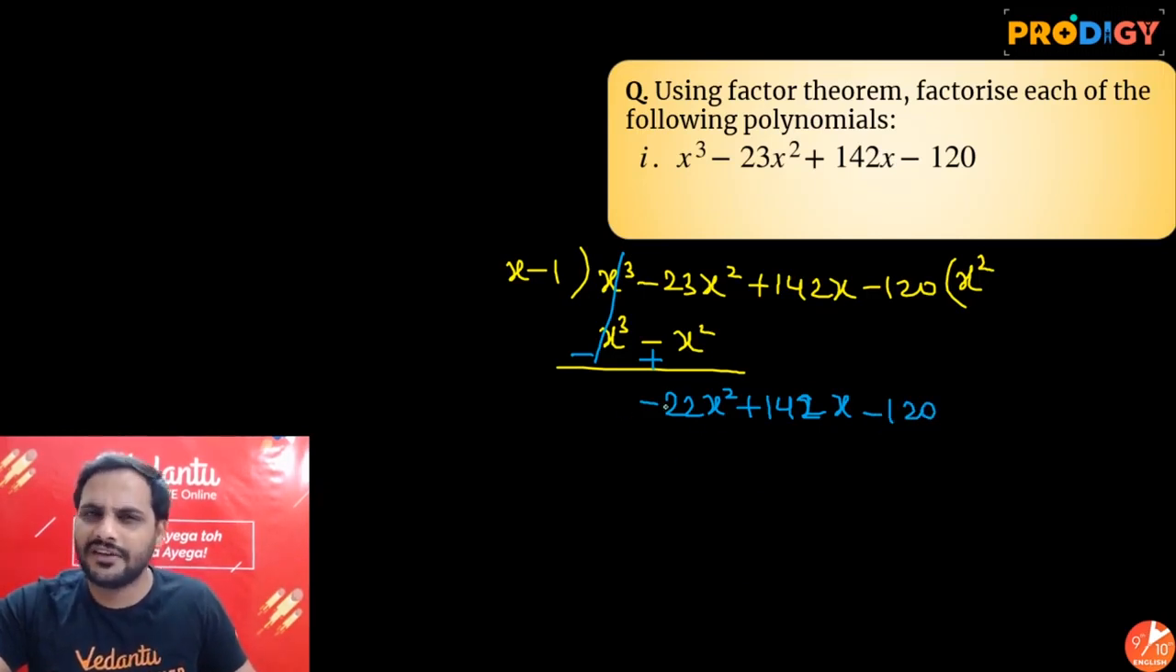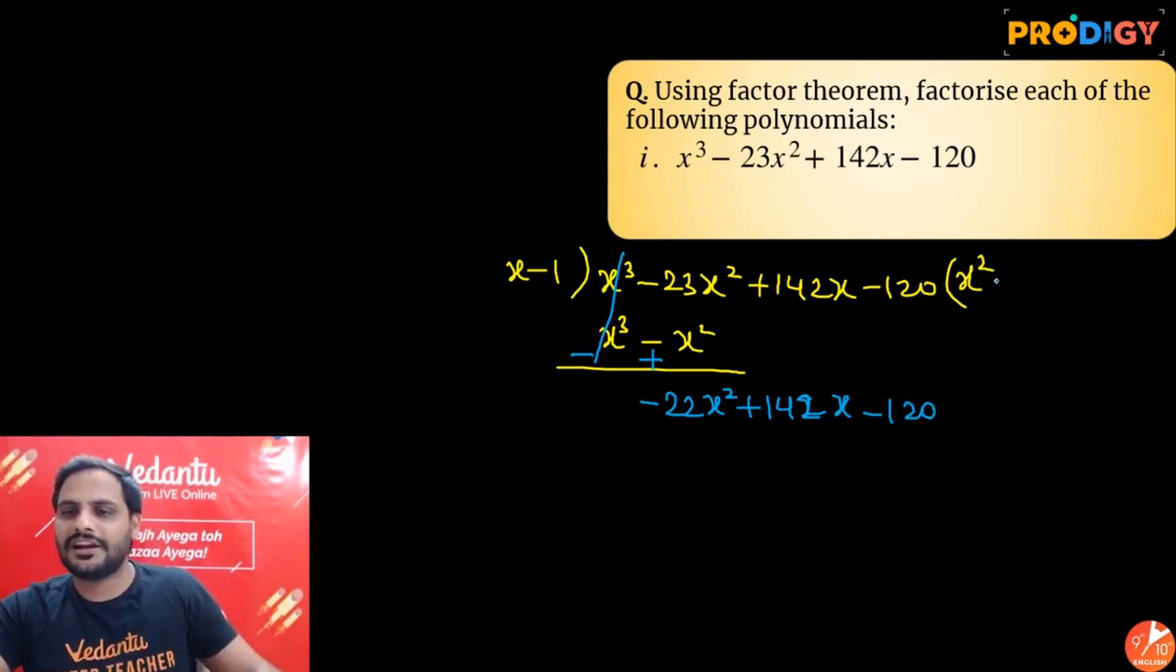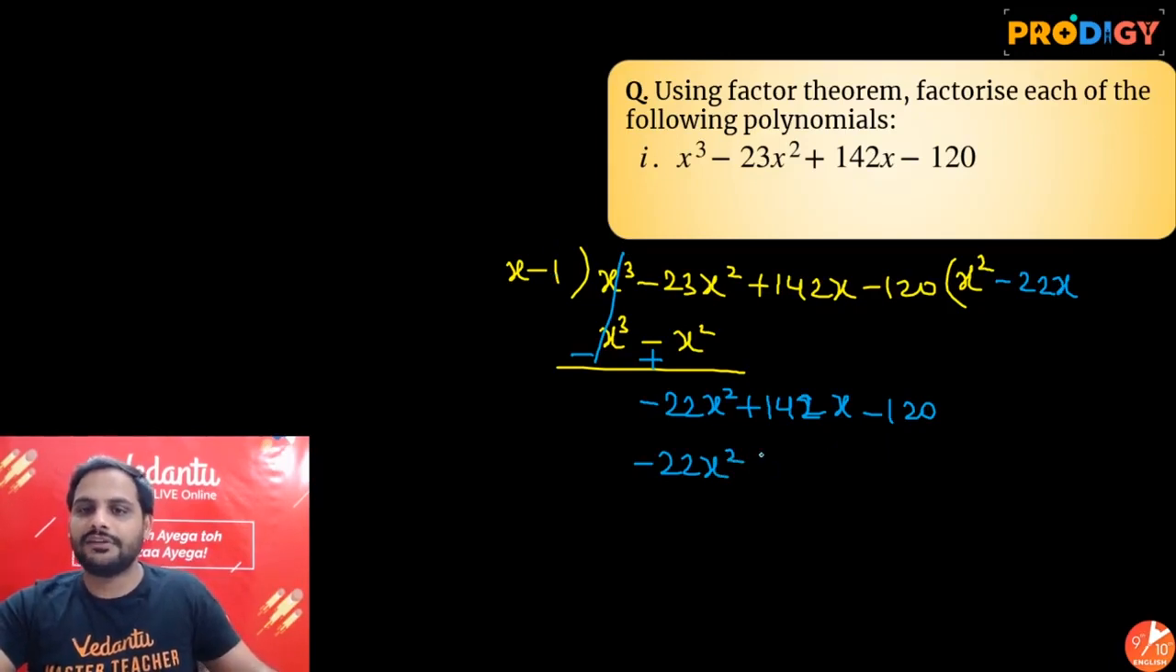How do I create minus 22x square from x? So multiply with minus 22x. So minus 22x square, minus 22x into minus 1. Negative into negative will become positive. That is 22x.